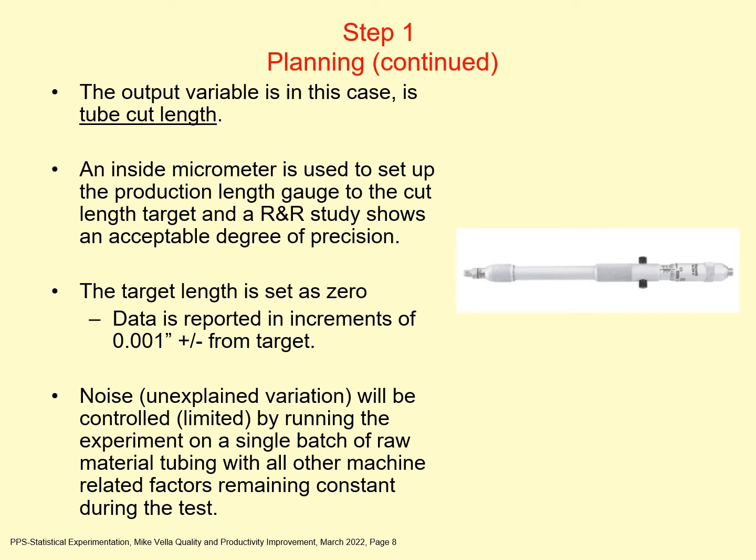The output variable in this case is tube cut length. An inside micrometer is used to set up the production length gauge to the cut length, and a gauge R&R study shows an acceptable degree of precision.